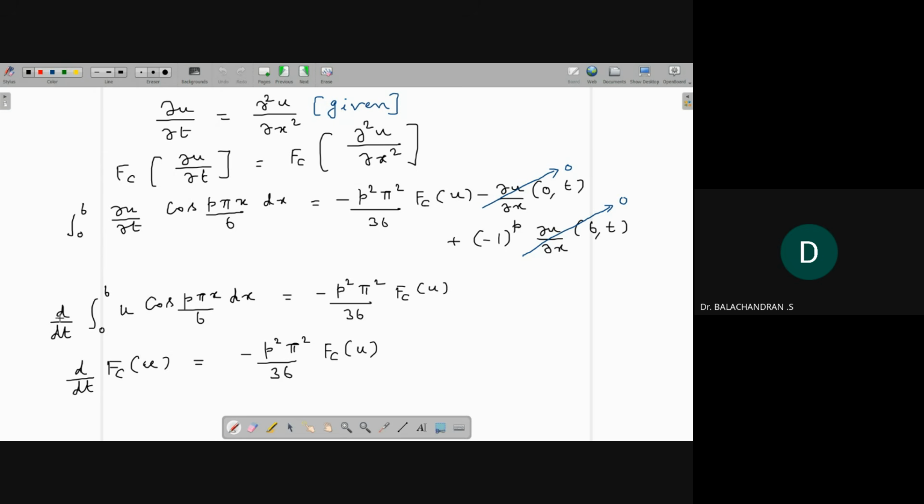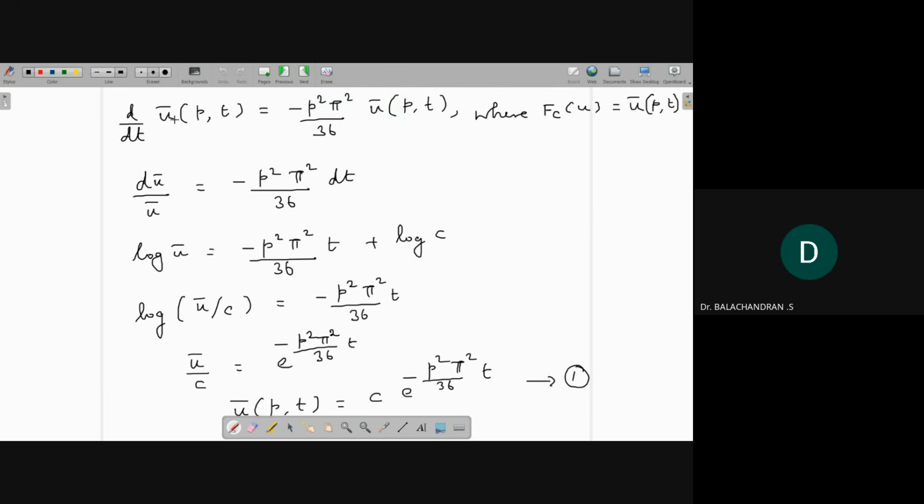Okay, now d/dt. The value of this integral is, by definition of the finite Fourier cosine transform, F_c of f(x). f(x) is here u, which is equal to, the right hand side has no change: minus p²π²/36 into F_c of u. By notation, you can write F_c of u is equal to ū(p, t).